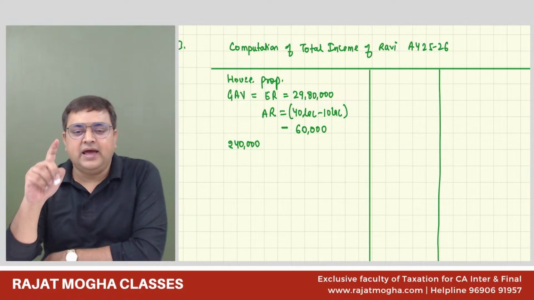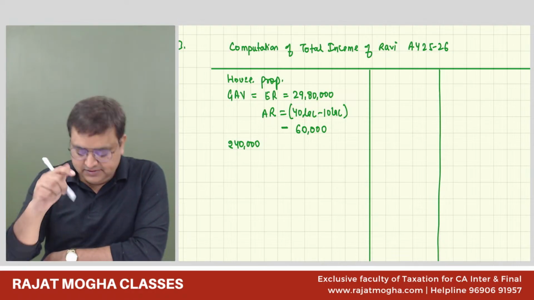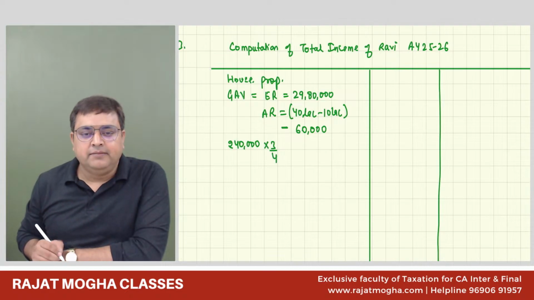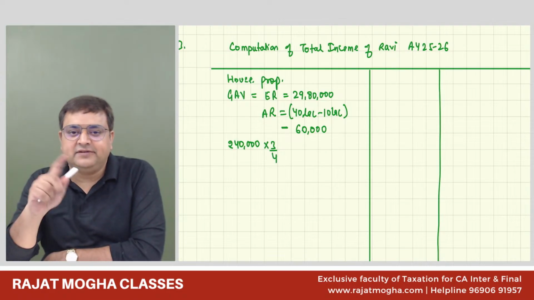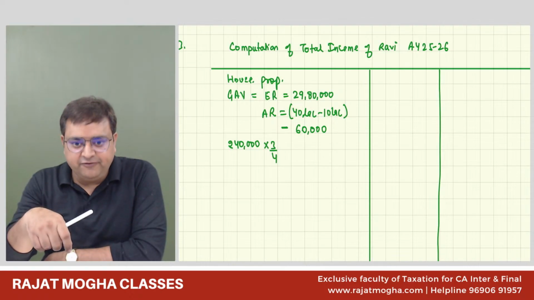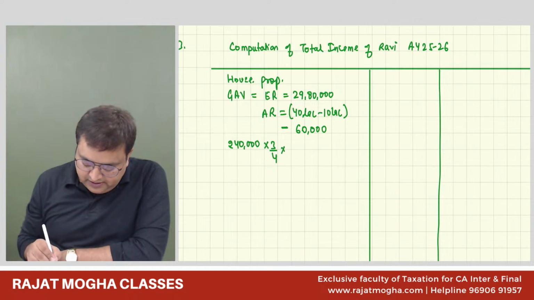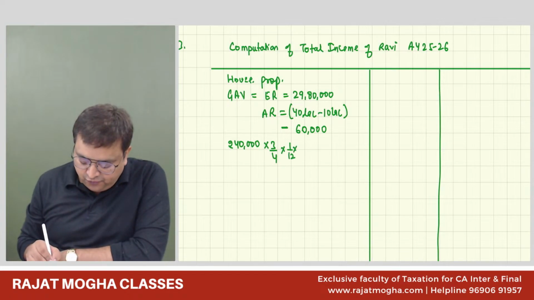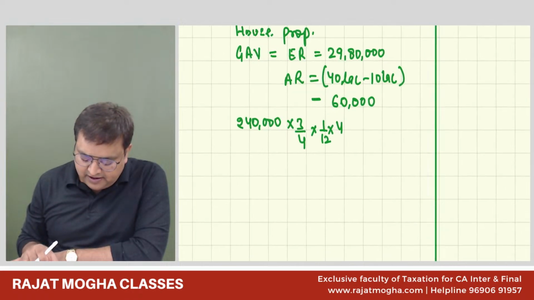2,40,000 is the annual rent for one flat. But we have to take only 3/4 of it, because for house property it is 3/4, and for IFOS it is 1/4. So we have to take 3/4 into 1/12. For 1 month we will get, and for 4 months. Understood how I've computed it?